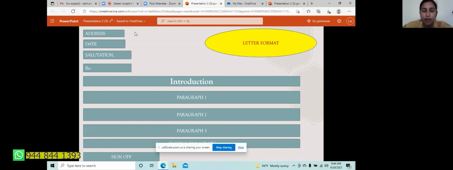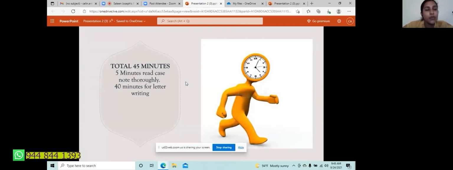So this is the letter format. We will be writing the address, date, salutation, and the reference. Then we will write one introduction paragraph. Subsequently, we will write two or three paragraphs with the relevant information. After that, we'll write the closing paragraph, and then we will sign off. It is as simple as it is written here. So you can do it, but be confident and do it thoroughly.